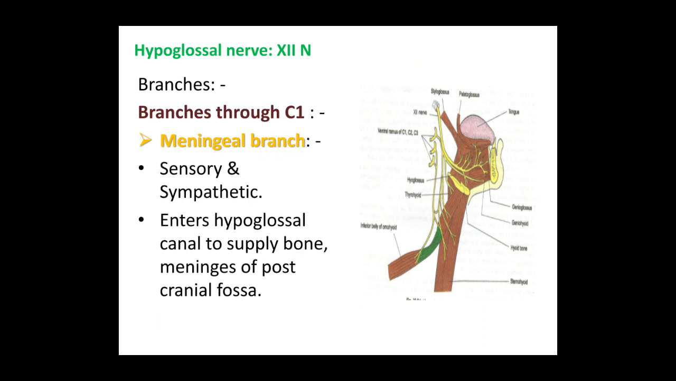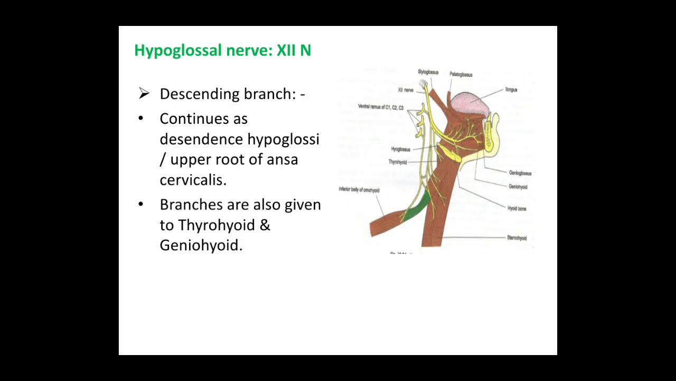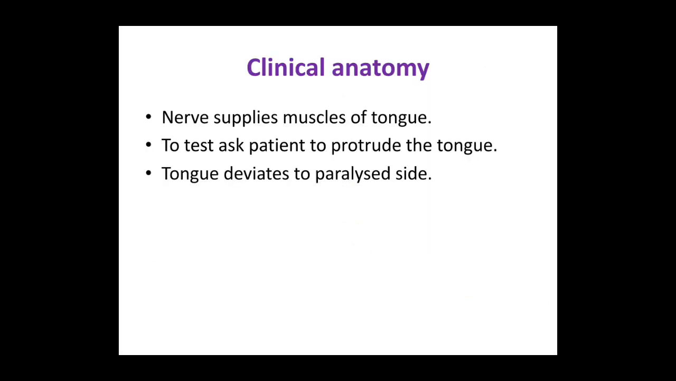The branches through C1 give the meningeal branch. The sensory and sympathetic fibers enter the hypoglossal canal to supply bone and meninges of the posterior cranial fossa. Apart from this branch, it gives the descending branch. It continues as the descendens hypoglossi, that is the upper root of ansa cervicalis. Branches are also given to thyrohyoid and geniohyoid. The nerve supplies the muscles of the tongue.